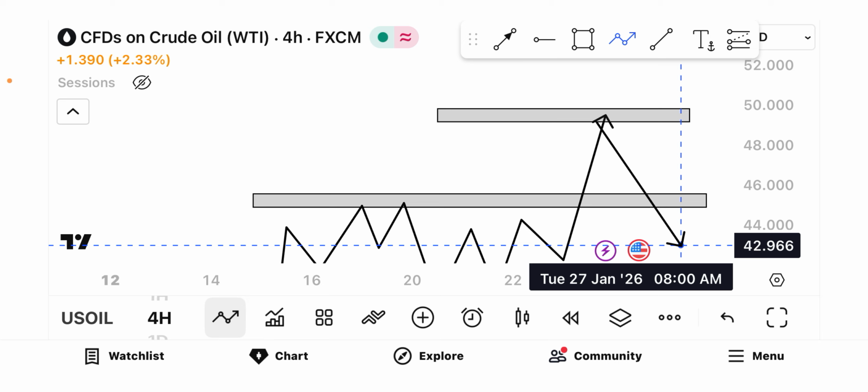And when price does that, this is where you enter from. As an ICC trader, this is where you enter from. Now you enter from here, you look to take your profit.